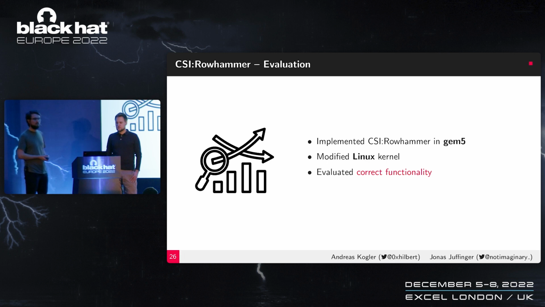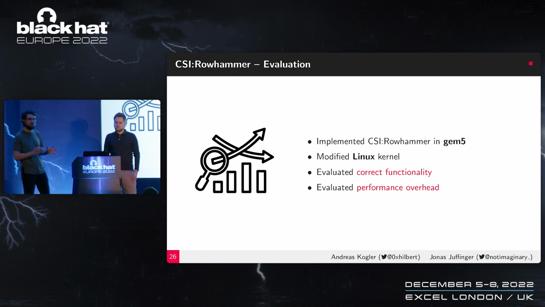And we evaluated the correct functionality with this. So we just simulated bit flips in the gem5 memory, and it was able to detect them and to correct them. And then the system kept running even with bit flips in the kernel and everything. And we also used this to evaluate the performance overhead.